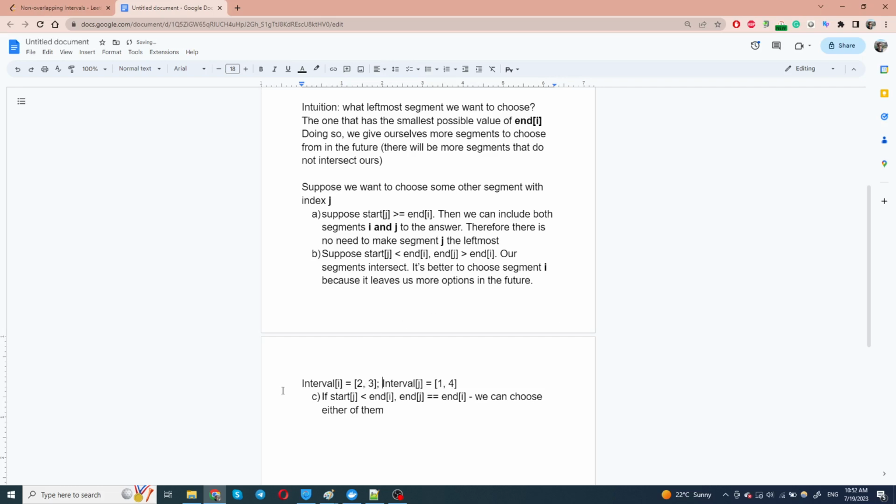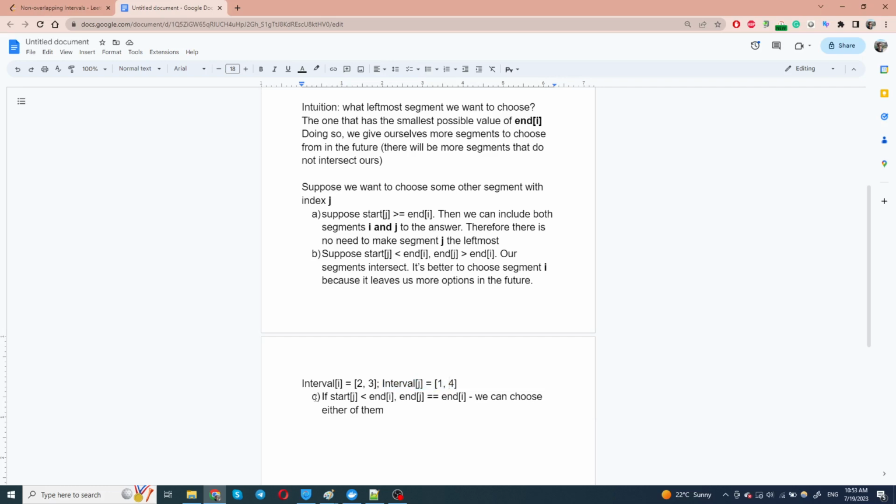I'm saying that picking interval of i is more optimal, because by doing so, we leave ourselves more options in the future. If we choose the segment 2, 3, then in the future we can choose any segment that starts from 3. But if we choose the segment 1, 4, then we can no longer choose segments that start from 3, because they will overlap with this segment from 1 to 4.